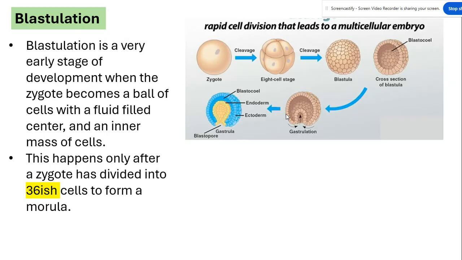So blastocyst is a very early stage of development when the zygote becomes a ball. So from a zygote, you're going to a ball of cells with a fluid-filled center. So there's actually fluid inside. An inner mass of cells, a bunch of mass. It looks like a jelly, yeah? This happens only after a zygote has divided into 36-ish cells to form a morula. So let's say from a zygote, you went to a 36 cell to be a morula, yeah?